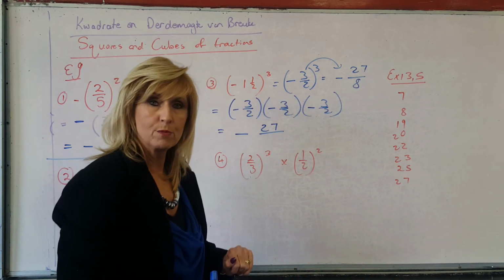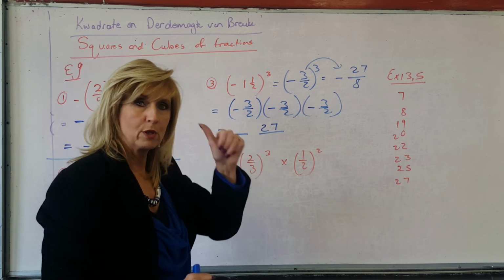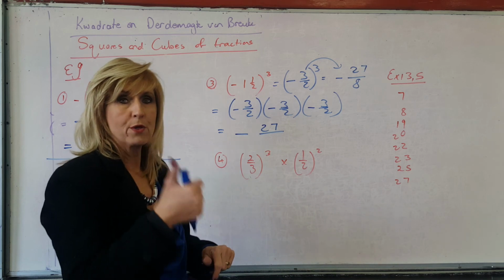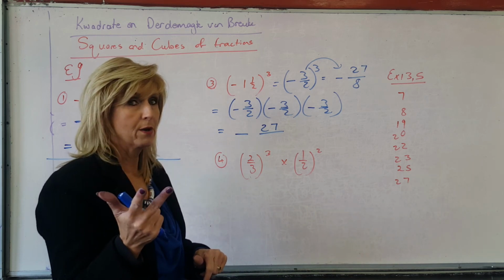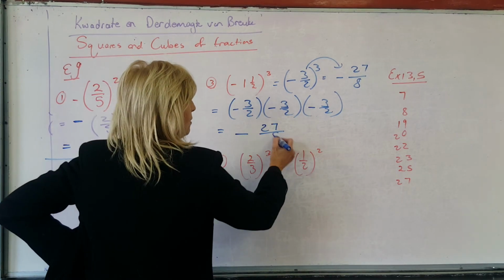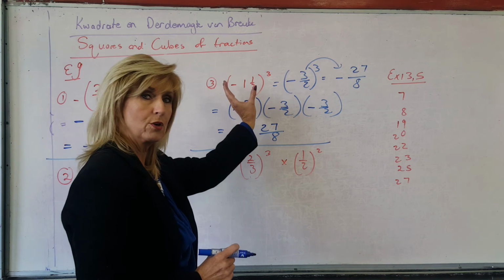Do you still know your cubes and your squares? Onthou jy moet weet, 1 tot die mag 2, 2 tot die mag 2, 3 tot die mag 2, 1 to the power 3, 2 to the power 3, 3 to the power 3. You must know those numbers. En dan gee jy 2 maal 2 maal 2 gee vir jou 8. Calculator, type that into your calculator.